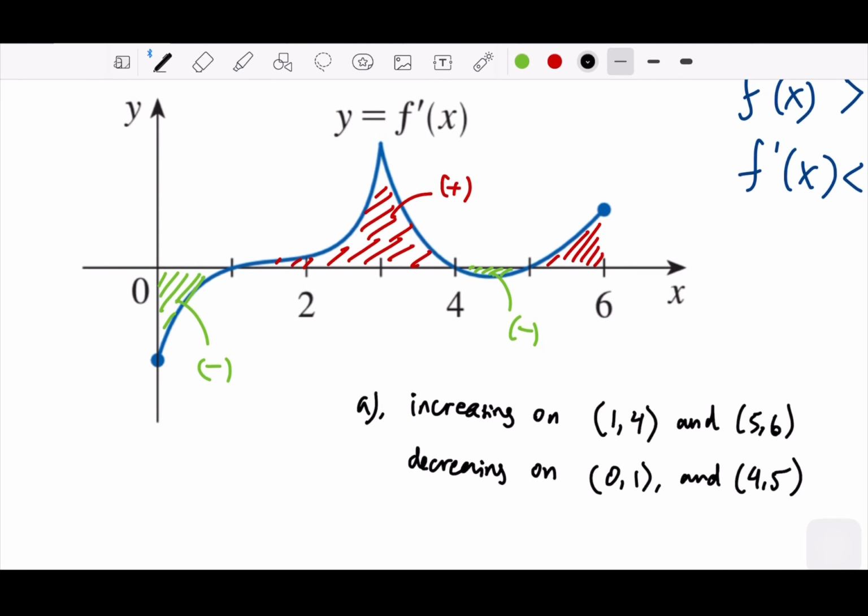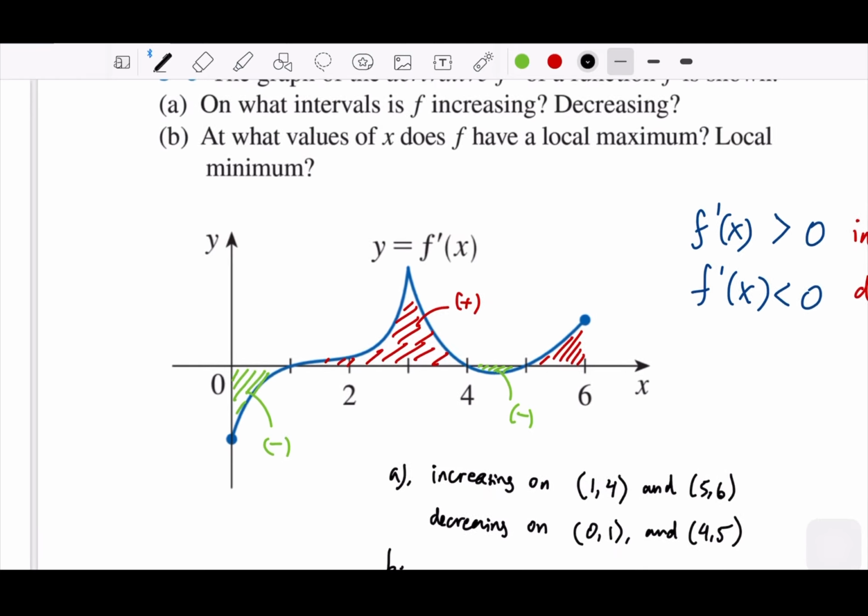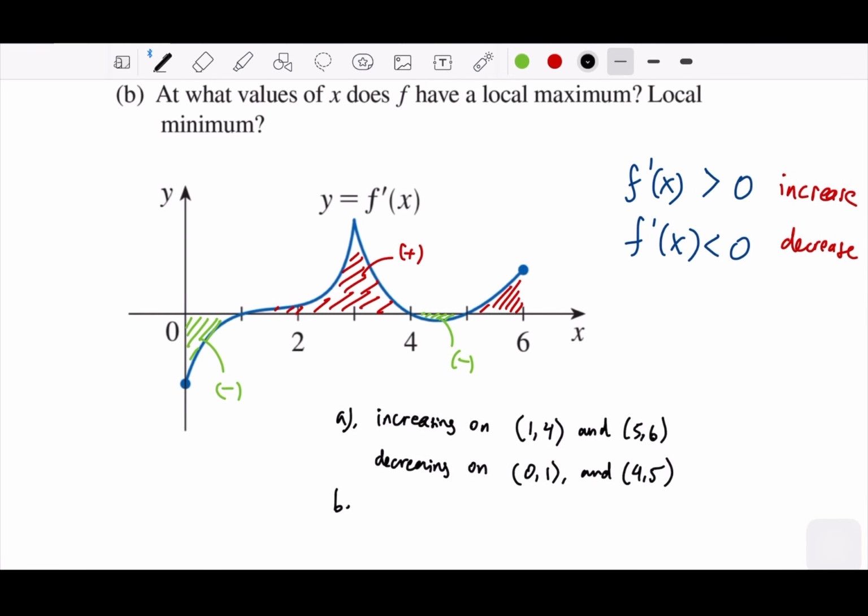Number B is local max, local min. How do we know whether it's maximum or minimum? How do you know? If you don't know, then you draw. Just draw the illustrations that you can think of. So when you have the exam and you find it confusing, just draw this.